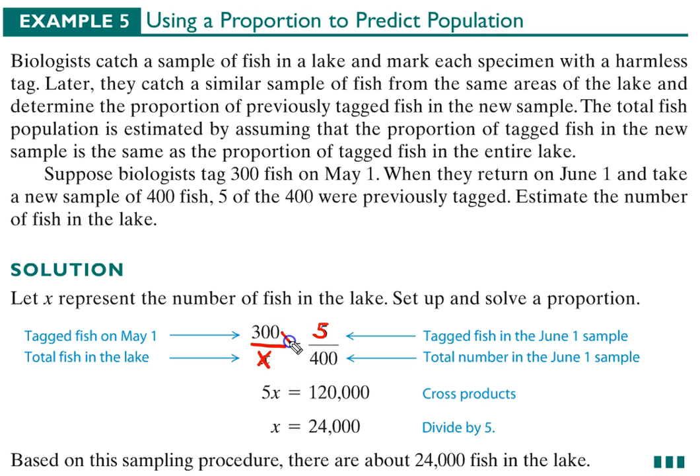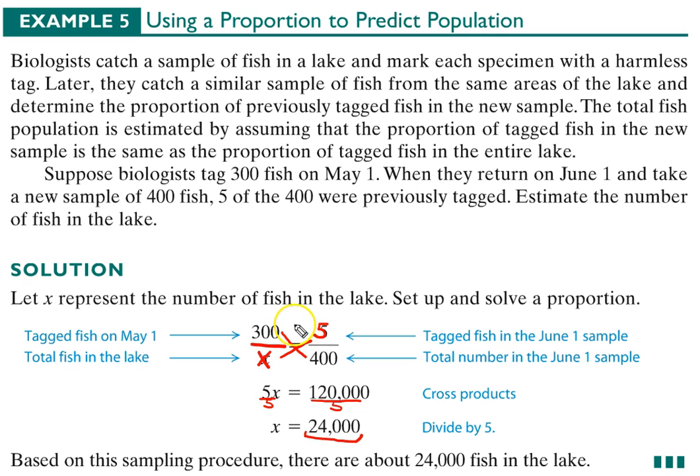So we're going to cross multiply here. And they're putting 5 times x is 5x. 300 times 400 is 120,000. And now we're going to divide both sides by 5. And you can show this in your work. And then we found, or we're estimating, that we have in this lake 24,000 fish.